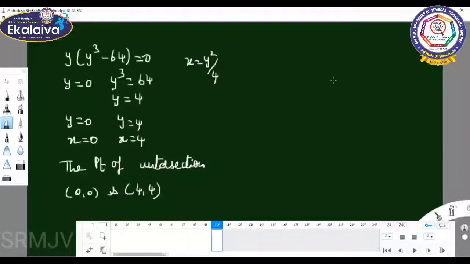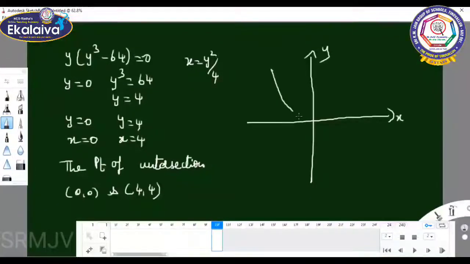See the diagram. See here, one curve is open upward, and one curve is open rightward. X square equal to 4y, and this is y square equal to 4x.